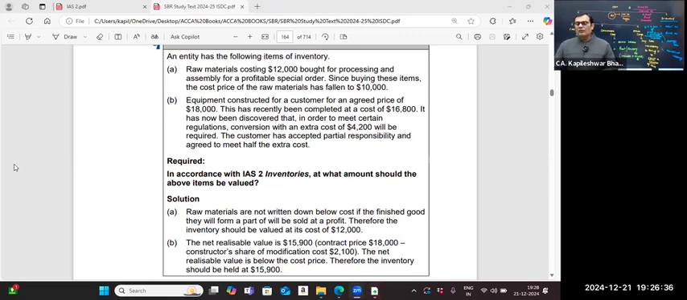16,800. It is now discovered that in order to meet certain regulations, there is a conversion cost of an extra 4,200 to be incurred. The customer accepted the responsibility and agreed to meet half the cost, which means half will be borne by the company and half will be borne by the customer. Would you like to tell me what is the NRV? Indirectly, what is the 2,100? Is it a cost of completion?